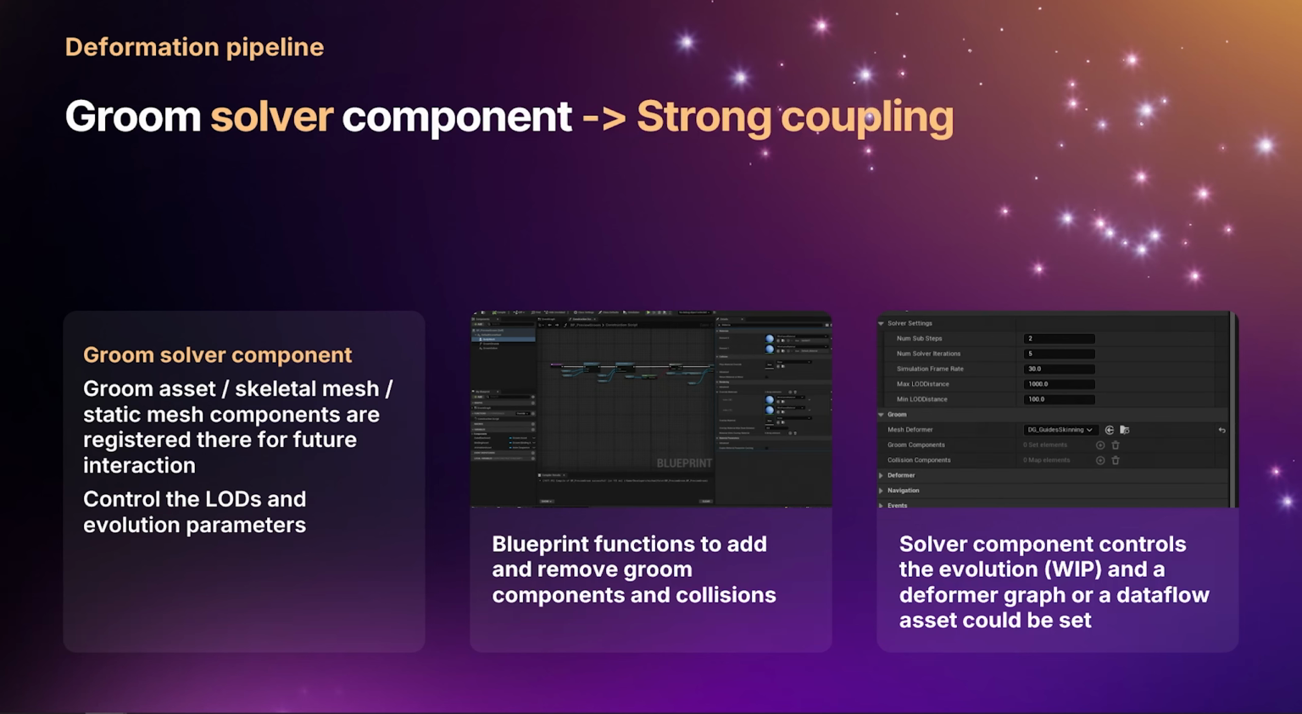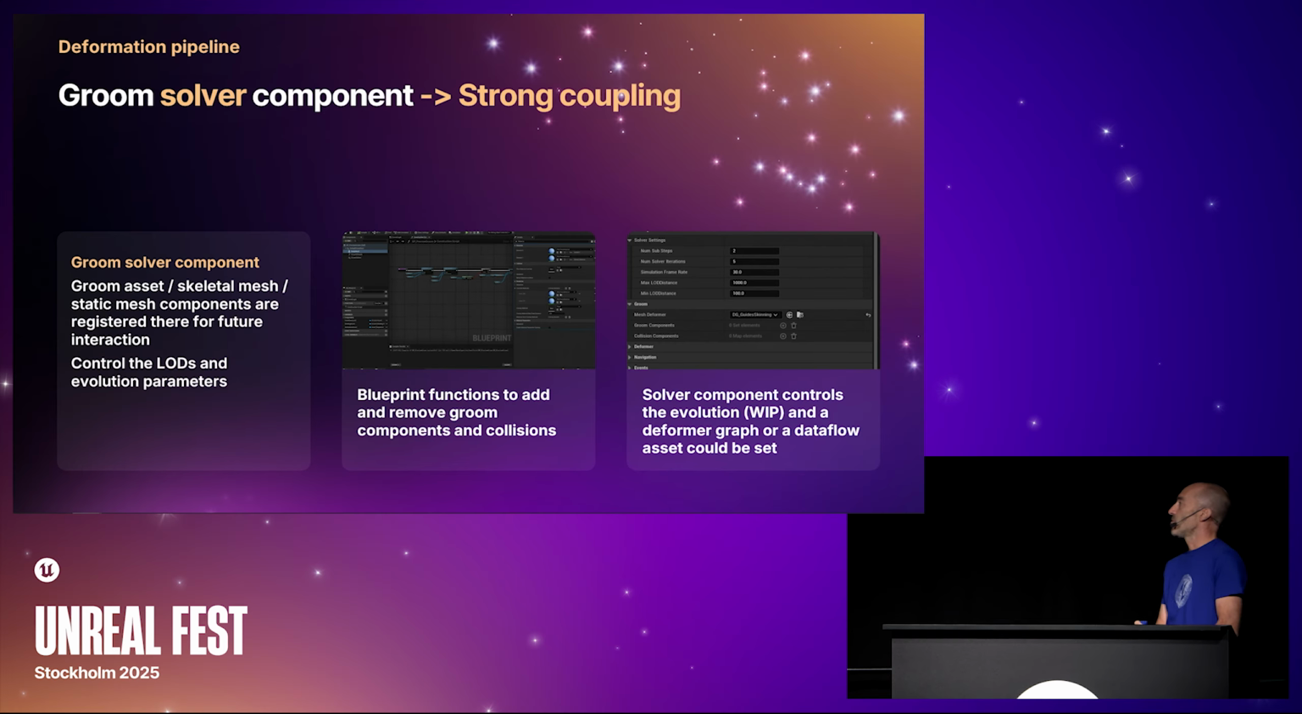So the Groom solver component has been introduced for strong coupling. It's basically a component container on which you can register blueprint functions. So you can add and remove Groom components. You can add and remove collision. By collision for now, I mean skeleton mesh or static mesh, but it could be extended to other things in the future. And you have as well a way to set up a deformer graph or Dataflow simulation on this component.